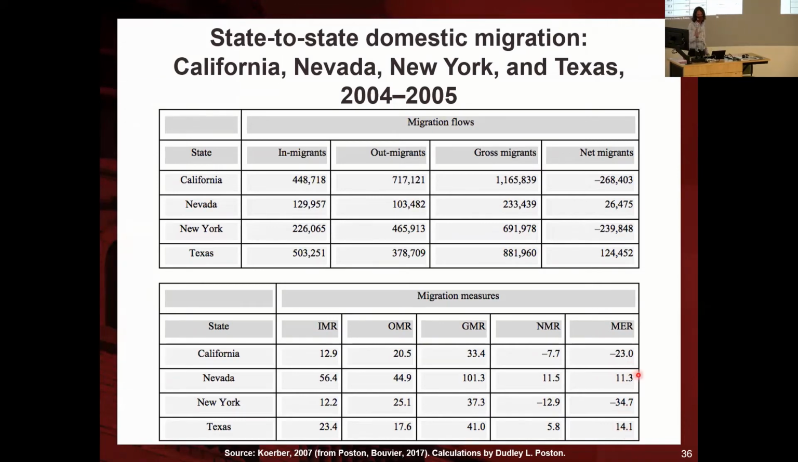So just with this really simple exercise, we can already see some differences in migration levels and patterns across these states. And these are just 4 states as an example here, just for this specific year.